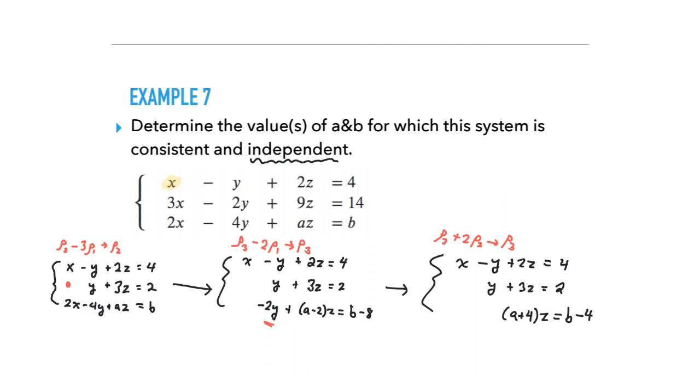And so now I can see how the echelon form of this particular system of equations can help me answer this question about what are the values of a and b for which the system is consistent and independent. Will any value of a and b work? Are there only particular values of a and b? Well, what it really comes down to is this third equation right here: (a + 4)z = b - 4. If I can solve this equation for z, then I can back substitute the solution for z into this second equation and find a solution for y.